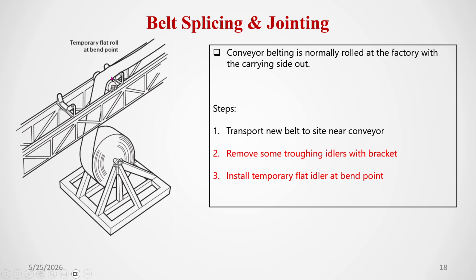Then after completing the joints, you have to again replace the flat idlers with the trough idlers, and the brackets will be replaced with the straight type. Install a temporary flat idler at the bend. You see this is the bend idler, a straight idler, so that it can move very easily.